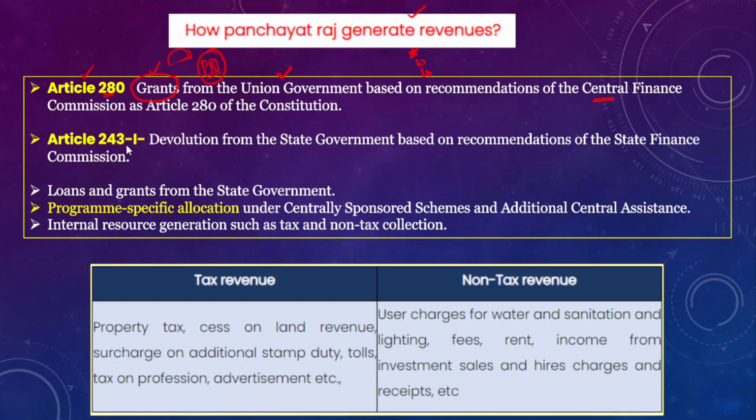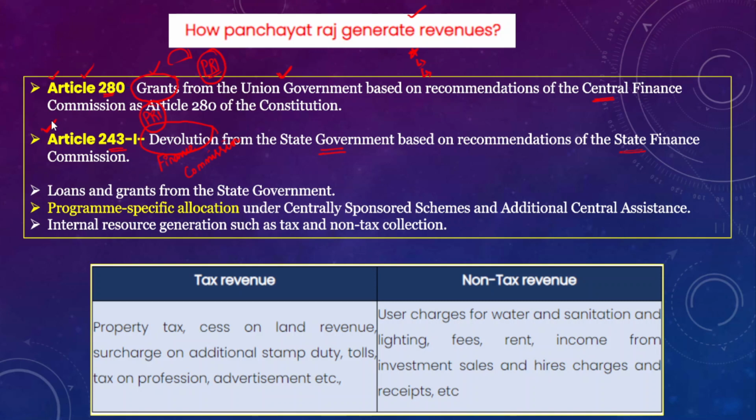Clear? And similarly, Article 243I has provided for the State Finance Commission. Similar to the central government, the state government can also devolve funds to the respective Panchayati Raj institutions at the state level based on the recommendations of the State Finance Commission. So please remember Article 280 and Article 243I of the Constitution.